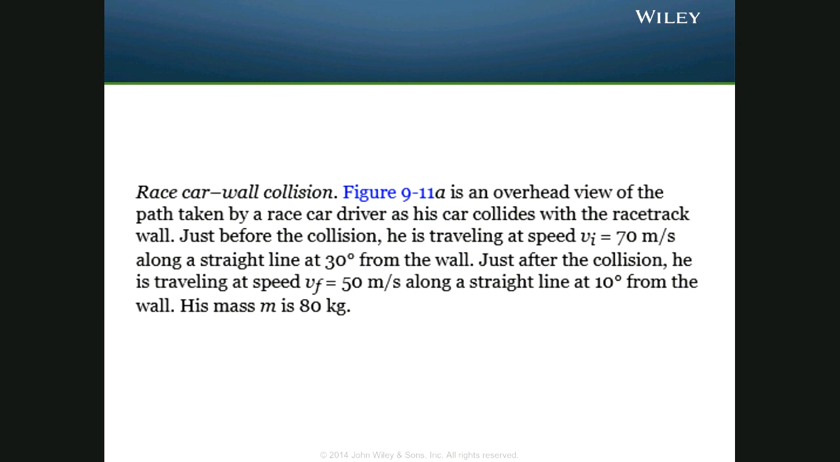It is an overhead view of a path taken by a race car driver as his car collides with a racetrack wall. So just before collision, he's traveling at a speed of 70 meters per second along a straight line at 30 degrees from the wall. And just after the collision, he's traveling at a speed of 50 meters per second along a straight line at 10 degrees. So there's a lot to do here, and the key to solving this problem is to really interpret it. So his mass is equal to 80 kilograms.